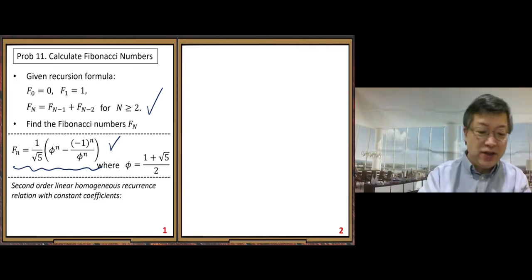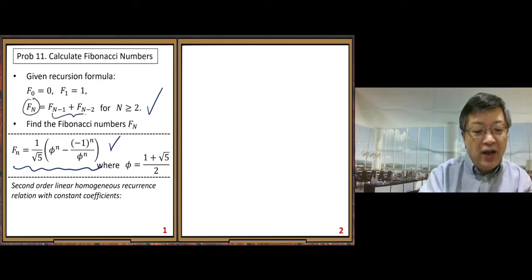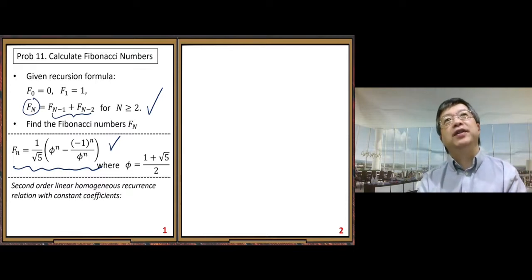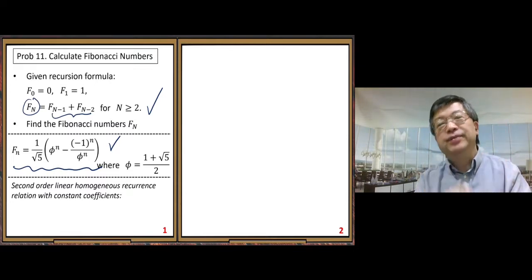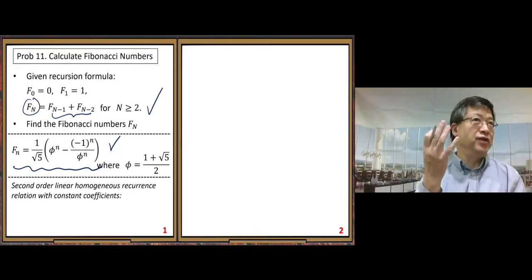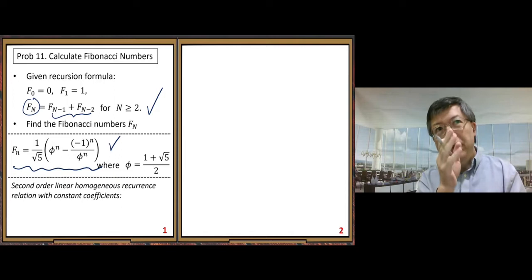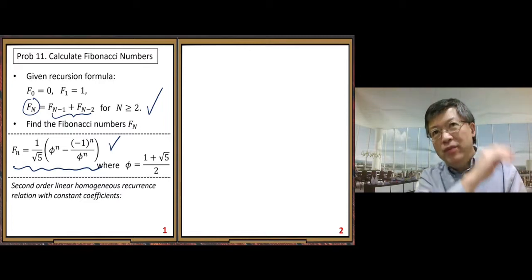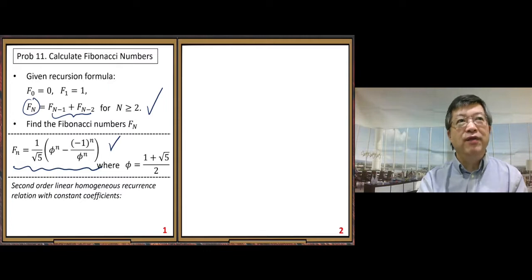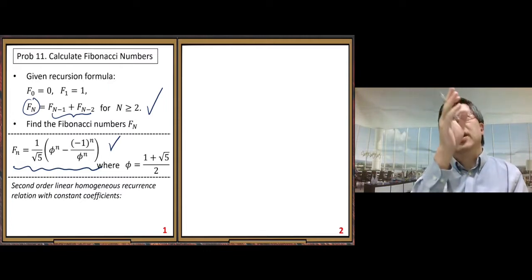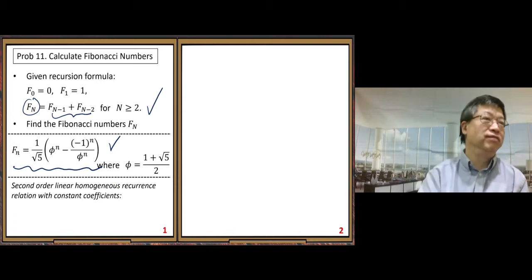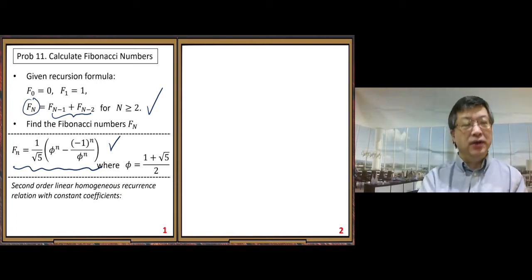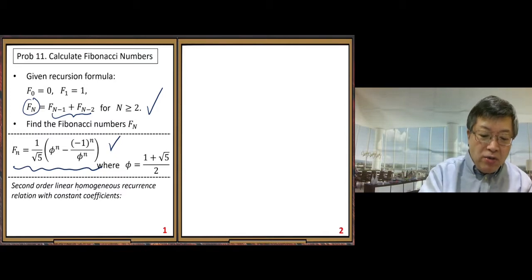So here you can see, left-hand side f of n, right-hand side 2 terms. So that's why it's second order. If only 1 term, it's first order. So we solved the first order before. Remember, in the Tower of Hanoi problem, we solved that first order linear recurrence relation. Here, the second order, linear homogeneous.